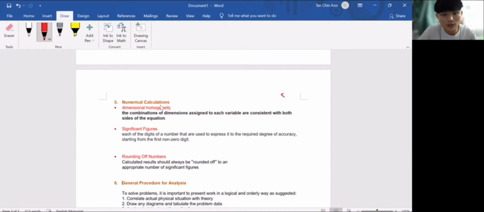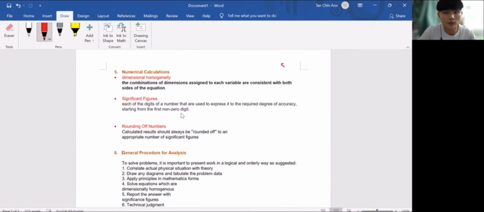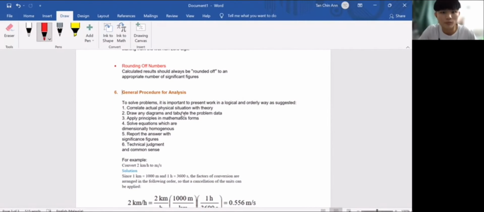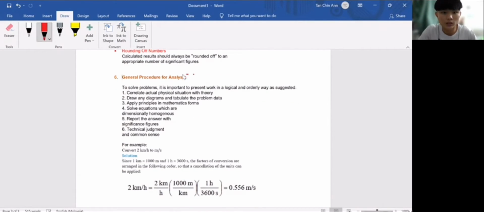Numerical calculation is the fifth chapter outline of Chapter 1. In this chapter outline, we learn about dimensional homogeneity, significant figures, and lastly rounding off numbers. The last chapter outline is the general procedure for analysis. We learn how to solve the problem.